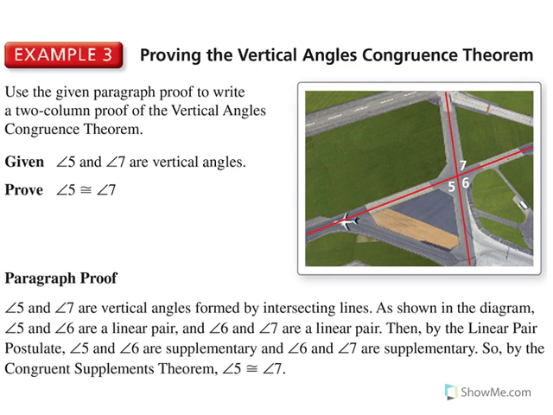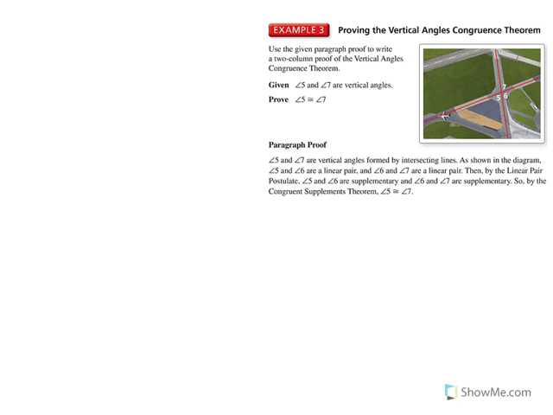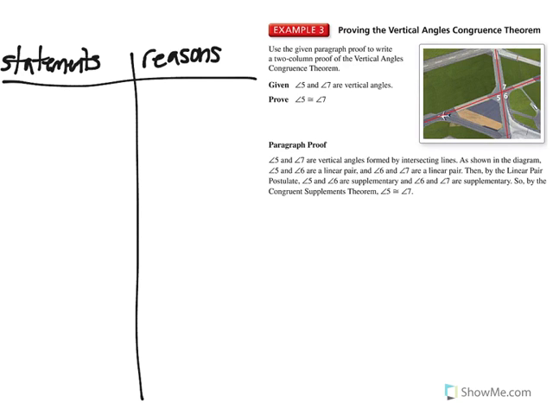And so we'll go ahead and go to the next slide and start working this proof out where we can have more space. So I have a smaller version of the slide up here on the right, and I'm going to start our proof on the left here. So in our paragraph proof, we can look through it and we'll start to identify each step. So the first one is telling us angle 5 and angle 7 are vertical angles formed by intersecting lines.